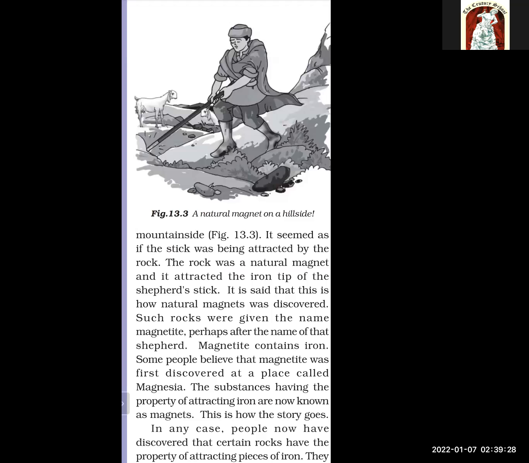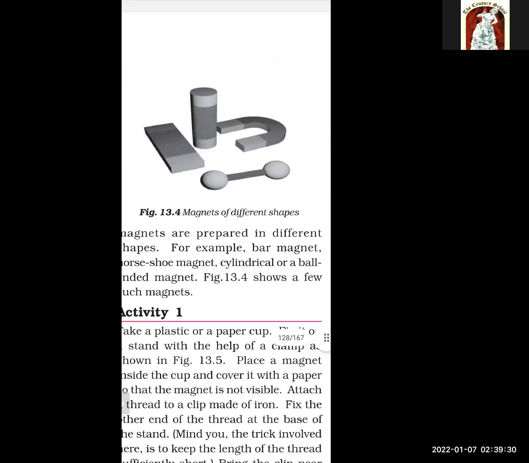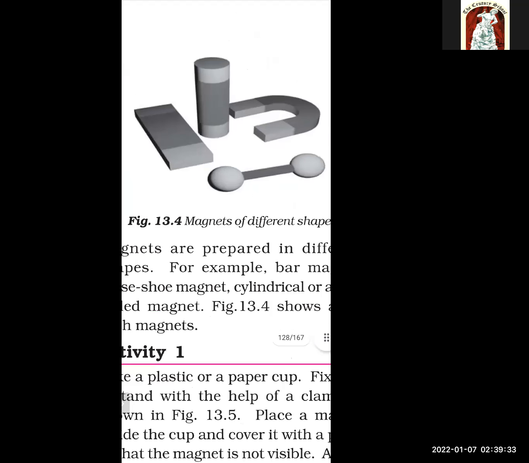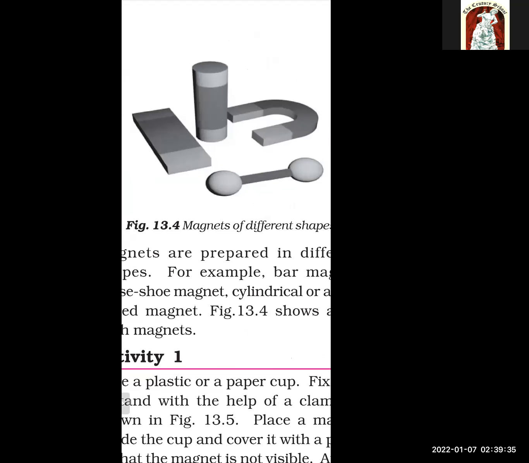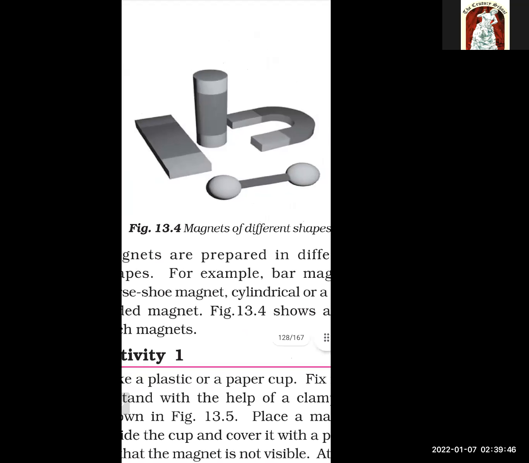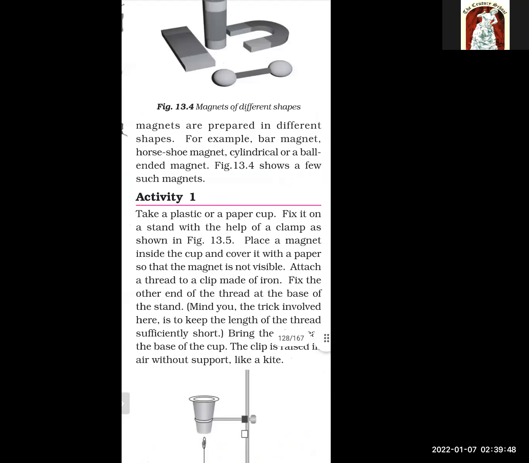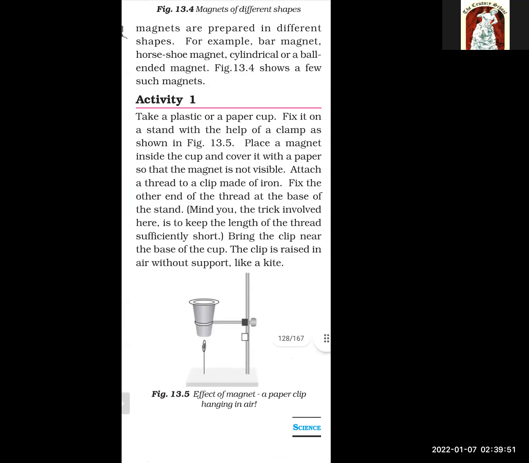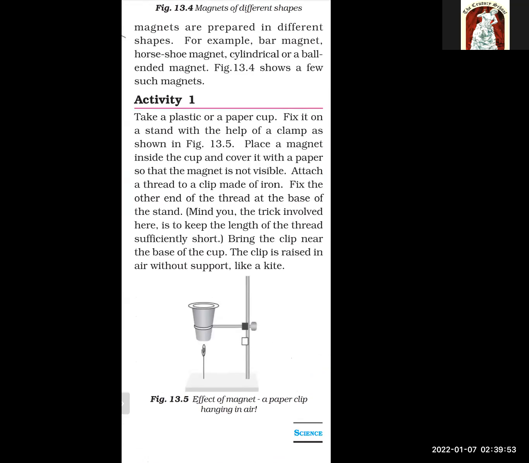And what are the artificial magnets? These are artificial magnets. First is bar magnet, and second is cylindrical magnet. Third is U-shaped magnet. Fourth is pole-ended magnet. So next is activity 1. Firstly, we will take a plastic or paper cup, and we will fix the stand with the help of a clamp as shown in the figure.